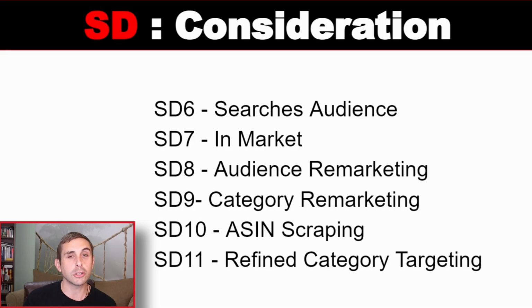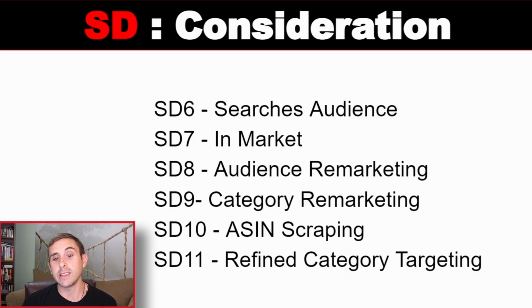And next we have the consideration phase. Now, all of these different opportunities scream to me the consideration phase. This is for shoppers who have not made the purchase quite yet, but definitely are in market for the product that you're selling. Now, this is the shoppers who have searched for your product or something similar in the searches audience. That's SD6. Then we have shoppers who are in market for your product. Now, you can't use or target people who are in market specifically for your product, but you can target shoppers who are in market for something related to your product. So you have to go in there and see if there's something that matches when you're setting up this campaign.